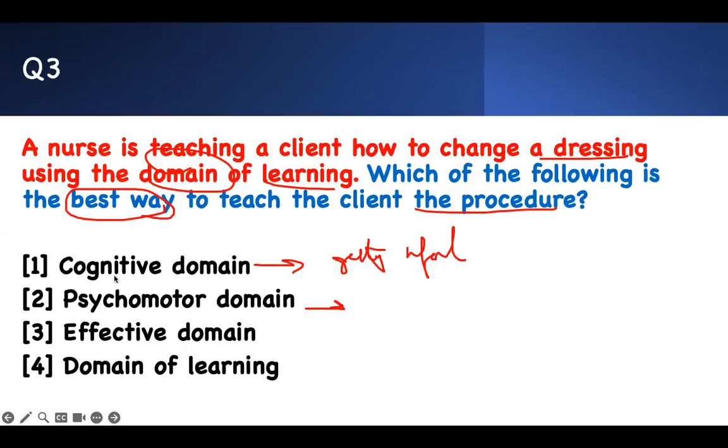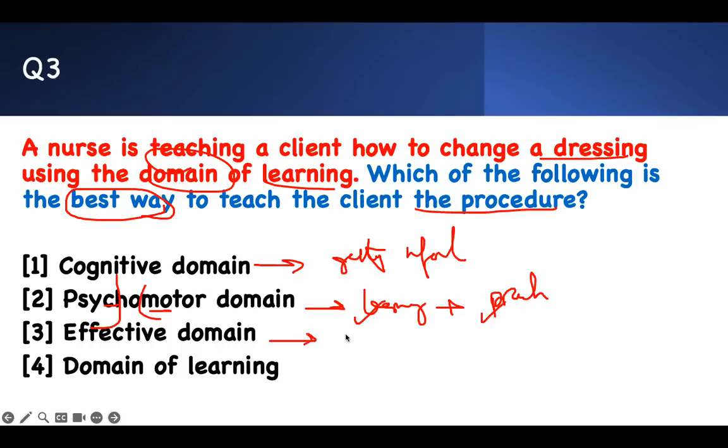Psychomotor, you see, is divided into two: psych and motor. Your psych is your brain and motor is your function. You're doing something. So the brain is learning, psychomotor practice. So you let them learn and let them practice. That is the psychomotor domain.